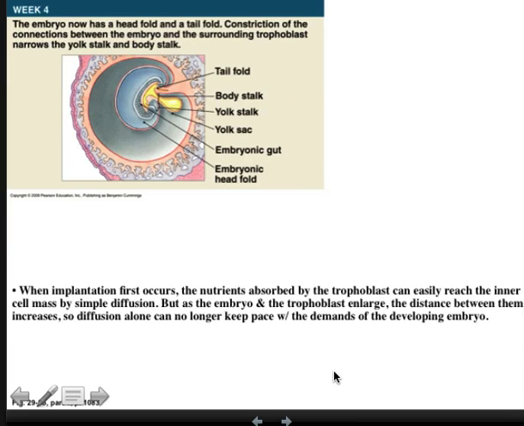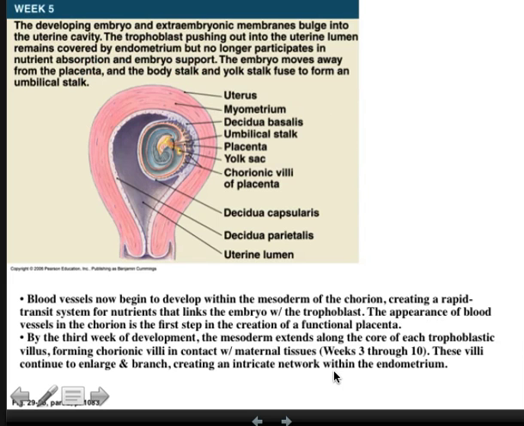When implantation first occurs, the nutrients absorbed by the trophoblast easily reach the inner cell mass by diffusion, but as things get more complex, diffusion is not going to get the job done. As the embryo and the trophoblast get bigger, the distance between them increases, so we have to come up with another way of nourishing the embryo. Blood vessels now begin to develop within the mesoderm of the chorion. This creates a rapid transit system for nutrients, and it links the embryo with the trophoblast. The appearance of blood vessels in the chorion is the first step in the creation of a functional placenta.